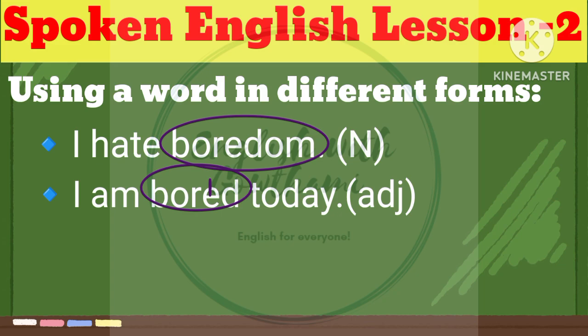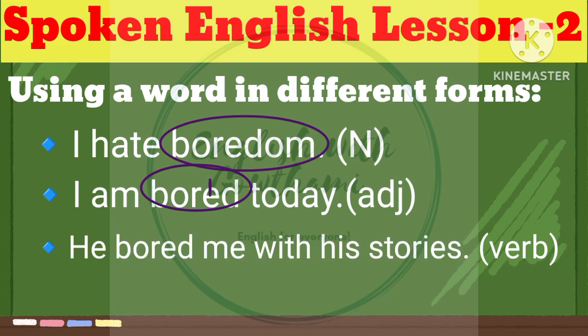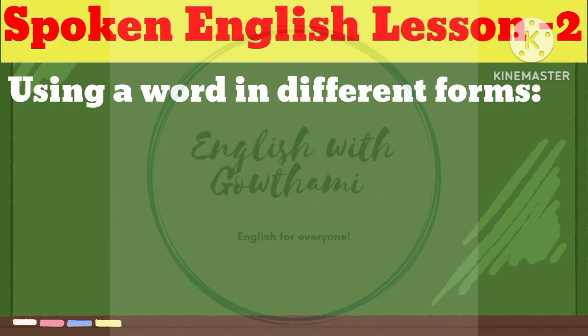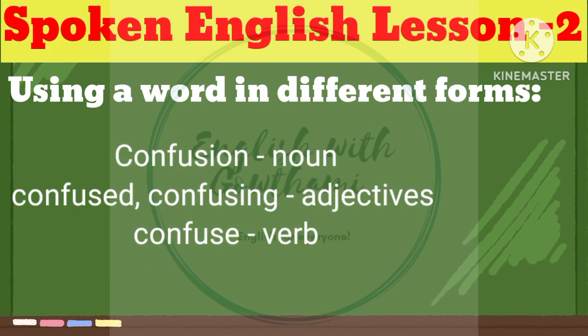I told you at the beginning of the class, right? He bored me with his stories. In this case, bored is the verb. Bored is the past form of bore. Okay. Next, confusion is the noun. Confused and confusing are adjectives. Confuse is the verb. Okay.